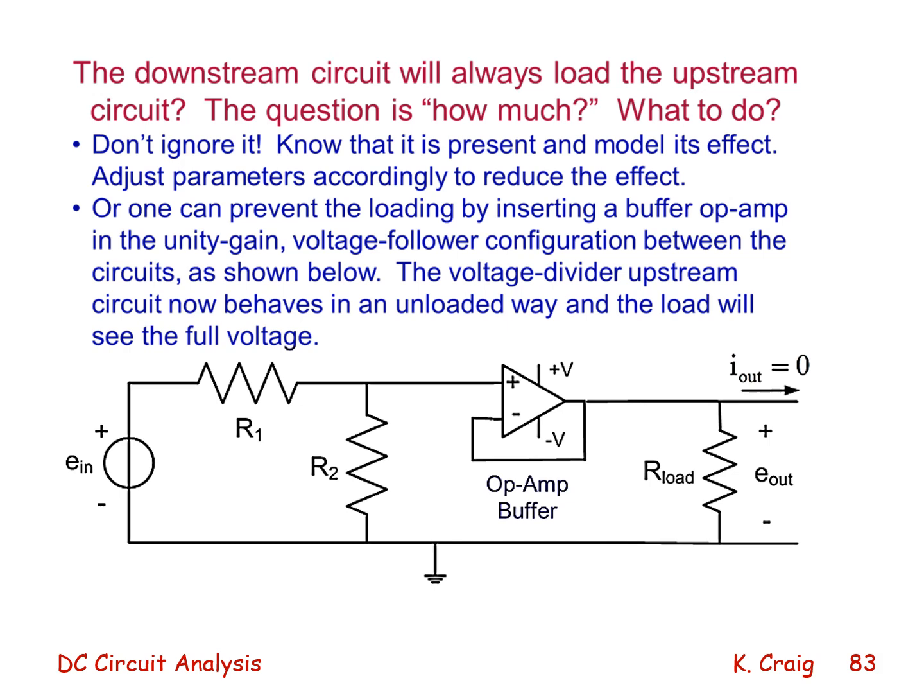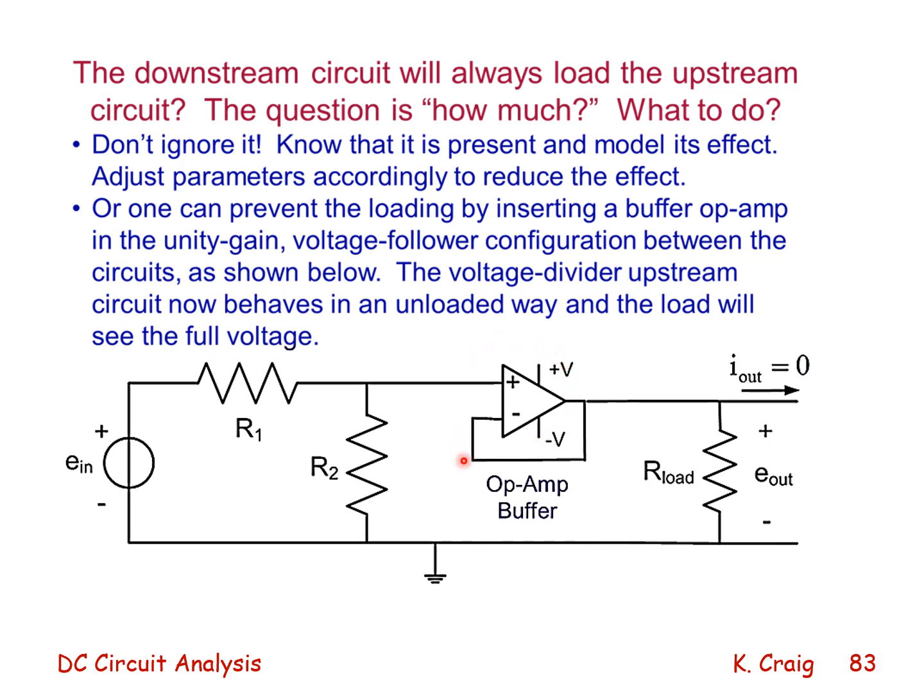Now, the downstream circuit will always load the upstream circuit. The question always is, how much? And then what to do. Ignore it at your own peril. Don't ignore it. Know that it is present and model its effect. Adjust parameters accordingly to reduce the effect. Or you can prevent the loading by inserting a buffer op-amp in the unity gain voltage follower configuration between the circuits as shown.